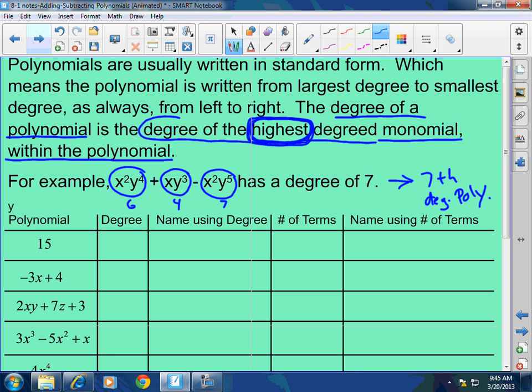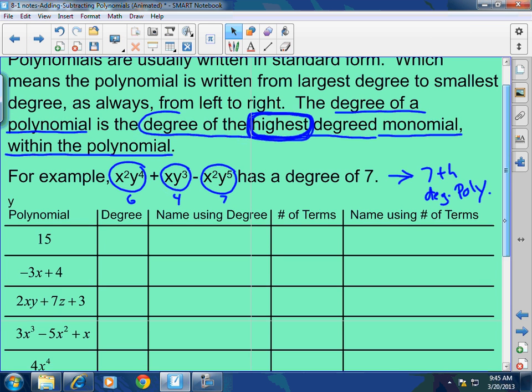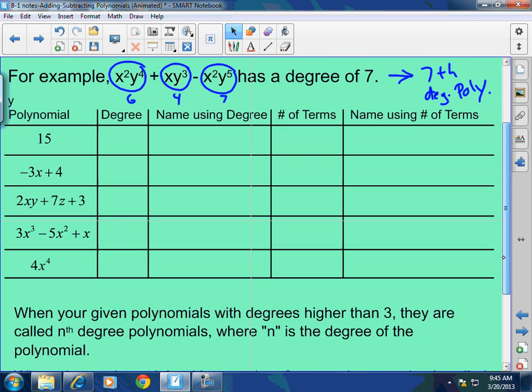So you have to look at the degree of every single term you're given, find the largest degree, and that is the degree of the whole entire polynomial. Does that make sense, guys? Awesome. Now, let's fill in some blanks, huh? Let's see if we got what we came for here.